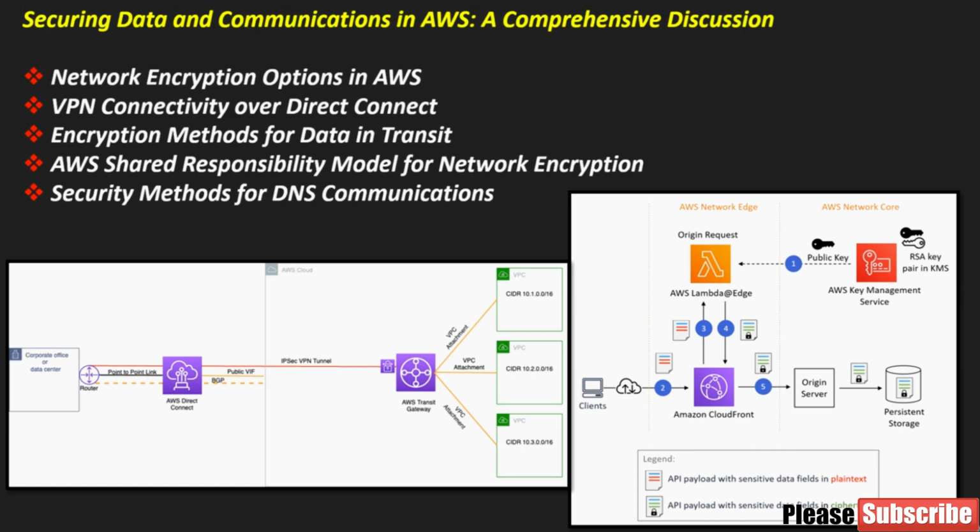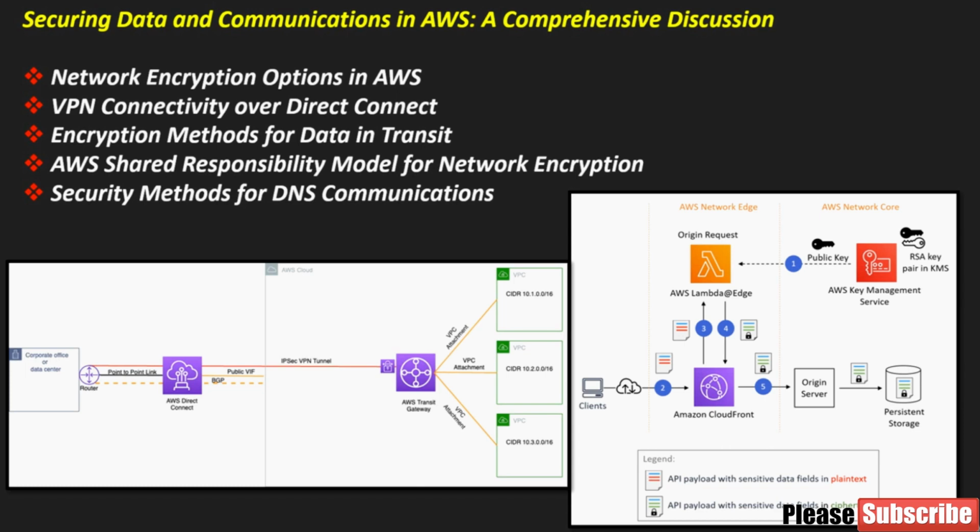So what are the encryption methods for data in transit, like IPsec, Internet Protocol Security? That is a widely used protocol for securing communication over the internet. In AWS, IPsec can be deployed to encrypt data in transit between virtual private clouds or between on-premises networks and AWS. This method ensures that even if data is intercepted, it remains unreadable without the appropriate decryption keys.